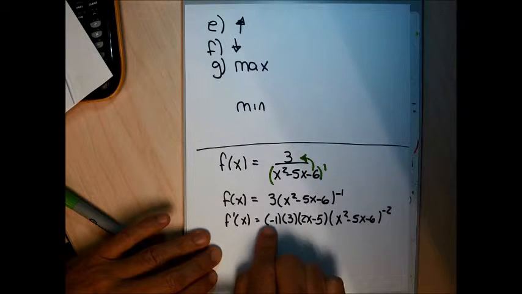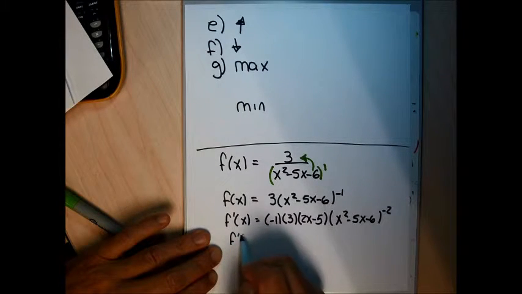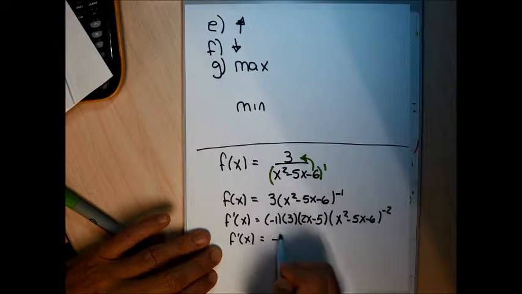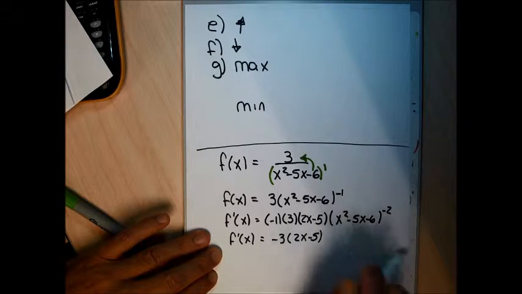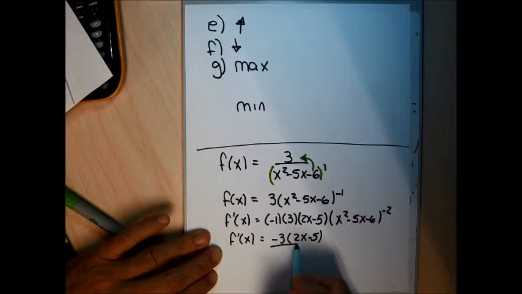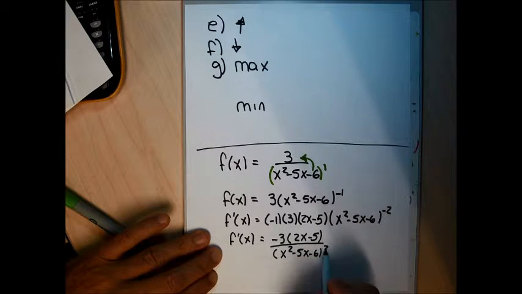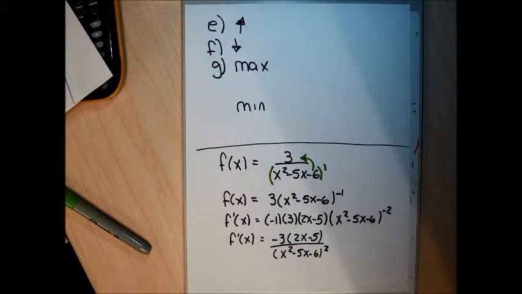Now I'm going to have minus 1 times 3 is minus 3, times 2x minus 5. And I'm going to move this x squared minus 5x minus 6 down to the denominator to make its exponent a positive 2. So that's a nice factored, reduced form of the first derivative.